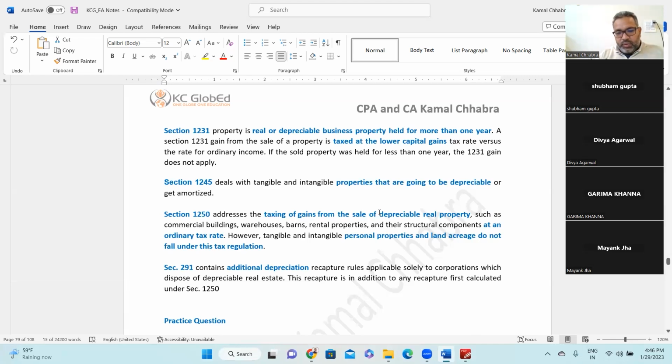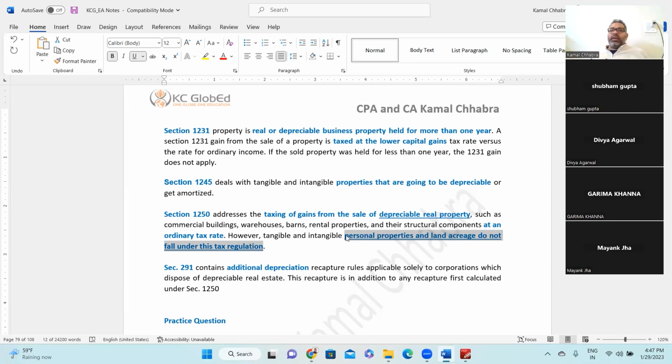So here you can do underlining also. Only and only depreciable real property. Depreciable real property means your land and building, right? Or your farm, or maybe oil rigs, right? But it does not cover any personal property. Personal property does not fall under the tax regulation of 1250, right? So three sections which we have studied.